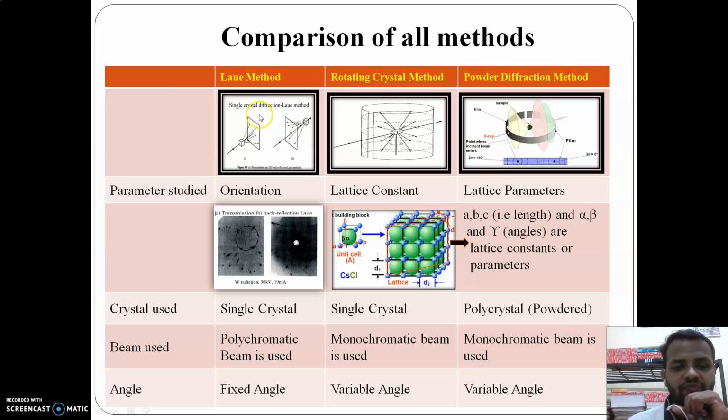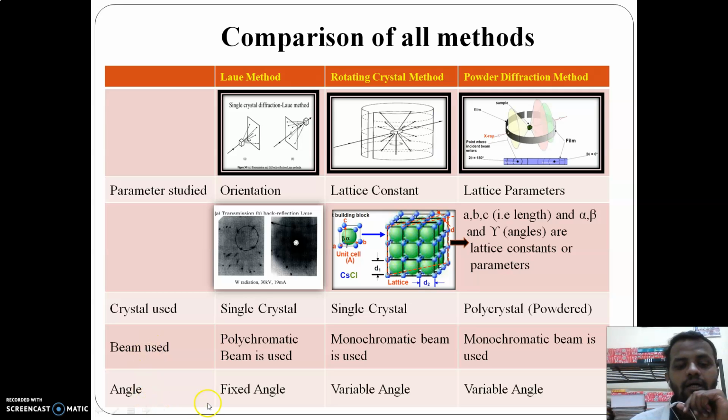Now the next difference is with respect to the beam used. As I have already told repeatedly, for Laue method a polychromatic beam is used. That means the wavelength is varying, whereas the theta angle is kept constant. But in case of the two remaining methods, a monochromatic beam is used. That means the wavelength is kept constant and the theta angle is varied, and it is being noted down.